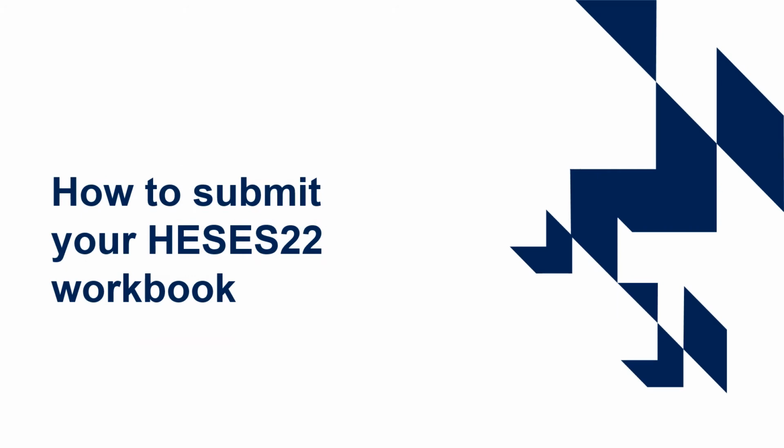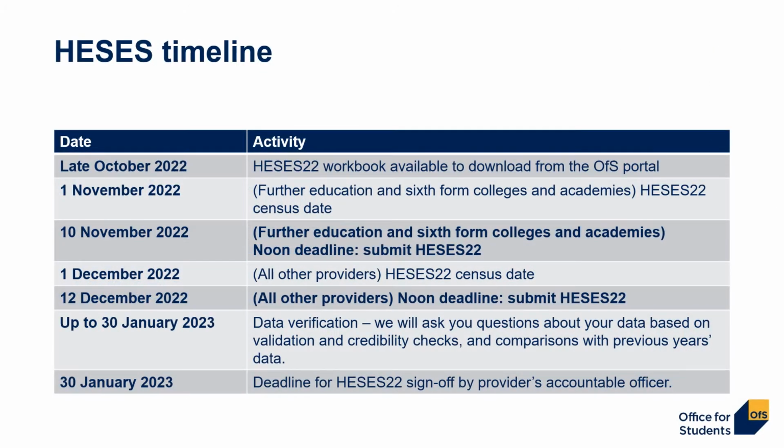So let's start by looking at the submission of your HESES workbook. And we'll set the scene by looking at where this comes in the HESES timeline. As you can see from this table, the workbooks will be available to download from the OFS portal in late October. You can also see the census dates, and this census date concept is something we talked about in our second live webinar, and you can see that this is either the 1st of November or the 1st of December according to the type of provider involved.